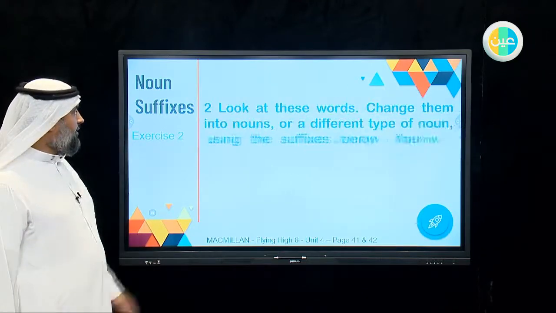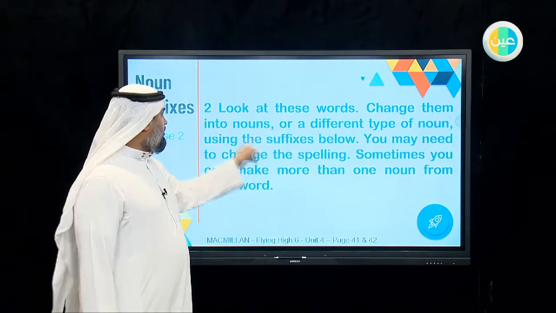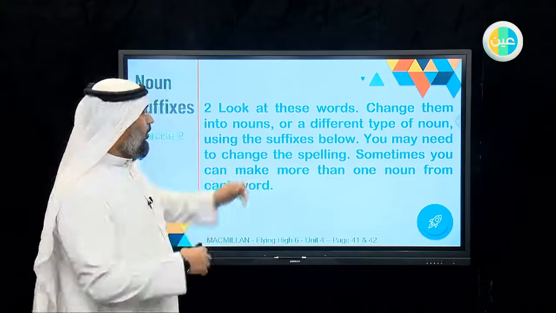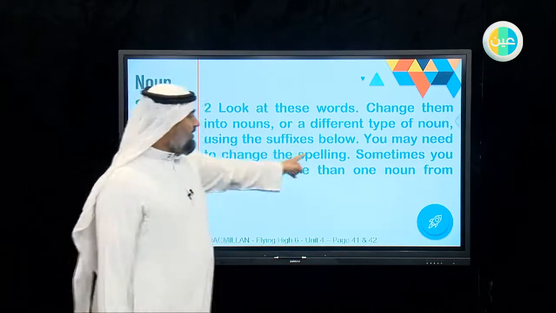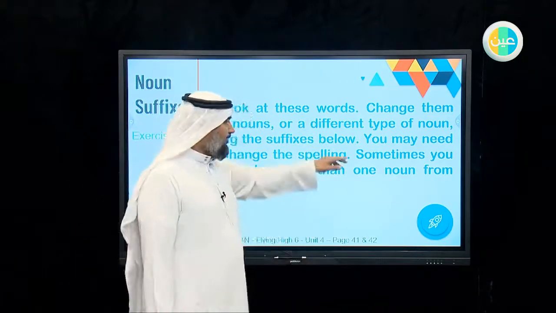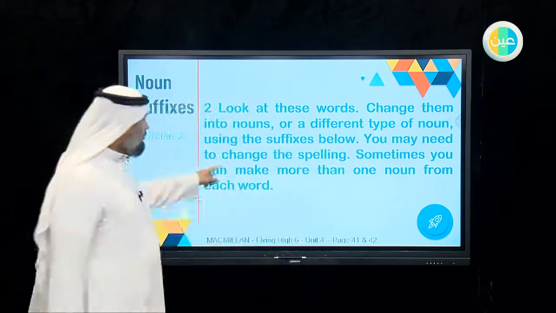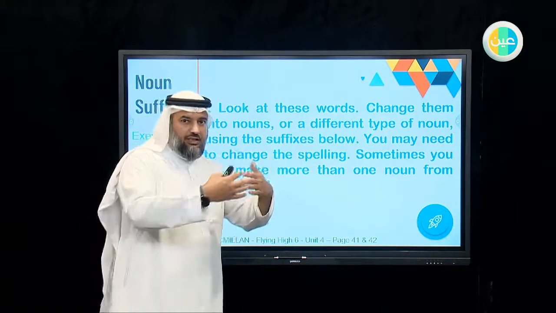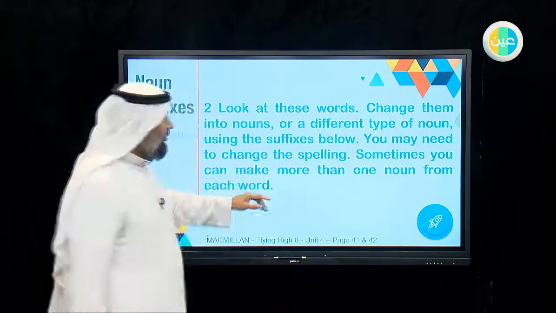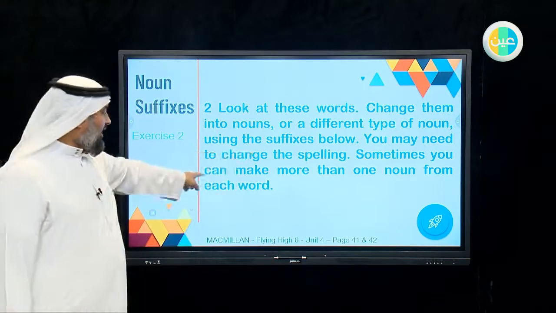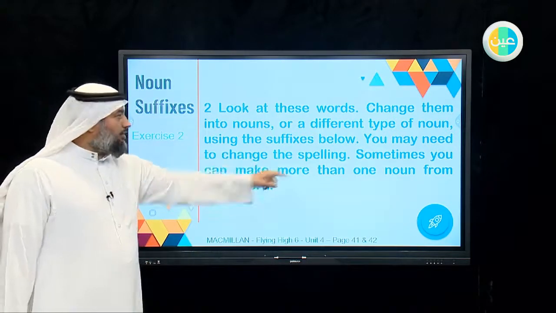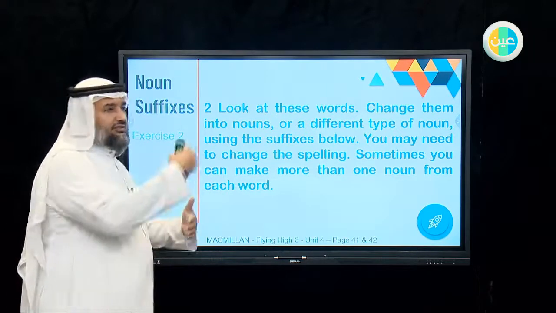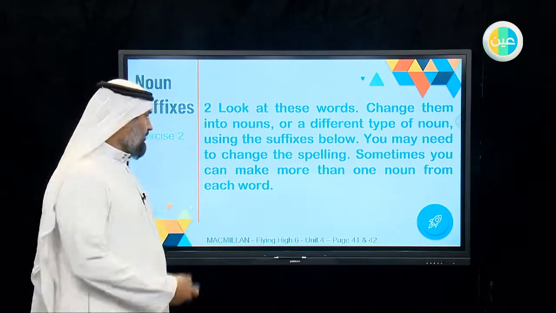Exercise 2. Look at these words. Change them into noun. So we have to add a suffix to it. Or a different type of noun using the suffix below. So we're going to give you some suffixes. You may need to change the spelling. Sometimes when you add a suffix, you have to change the spelling. Sometimes you can make more than one noun from each word. Sometimes one suffix can take more than a word.